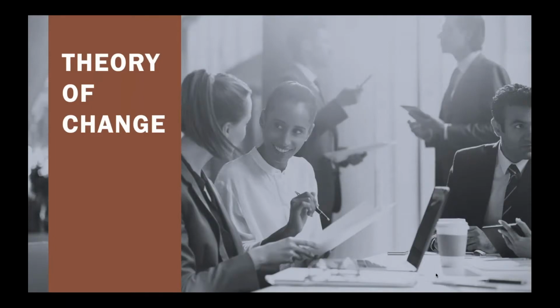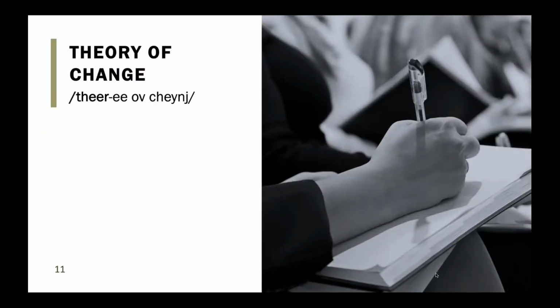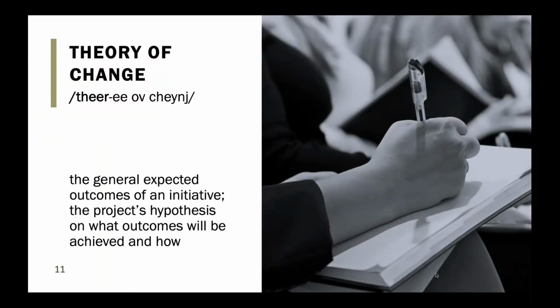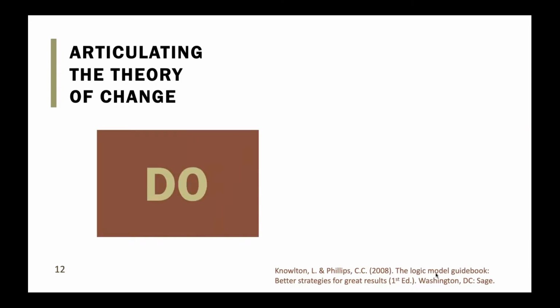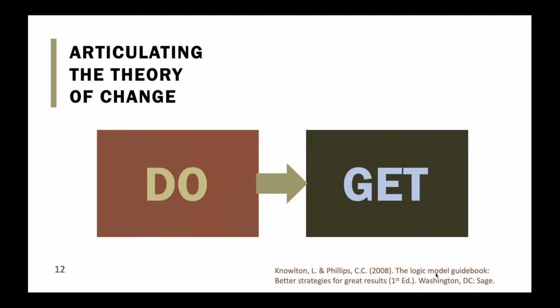So let's go ahead and jump in and talk about the first concept, that of theory of change. Right. So when we're talking about theory of change, what is it that we're talking about? Well, one way to think about it, it's the general expected outcomes of an initiative. The other part of that definition that I really like is that it's the project's hypothesis of what outcomes will be achieved and how. So one way to think about theory of change, from a very simplistic standpoint, is what you're going to do and what you're going to get, right? So what will you do and what will you get?